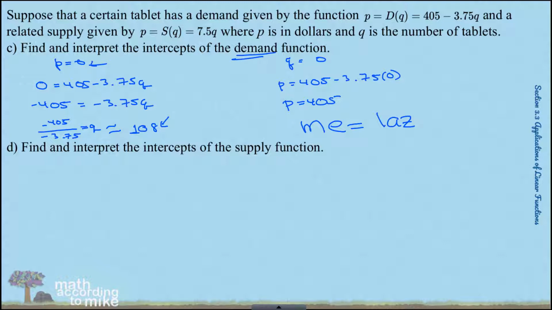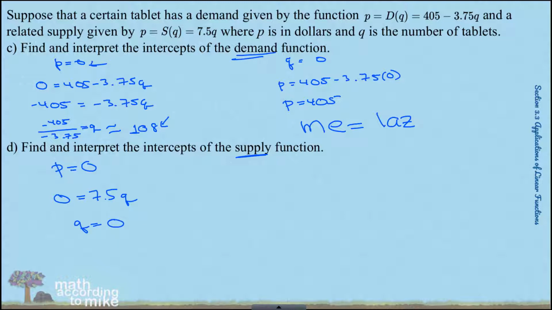Great. We're going to do the same stuff with part D, which refers to the supply function. Let's finish out P equals 0 first. So 0 equals 7.5Q. Again, we're only working with the supply function this time. If you solve for Q, notice you get Q to be 0.